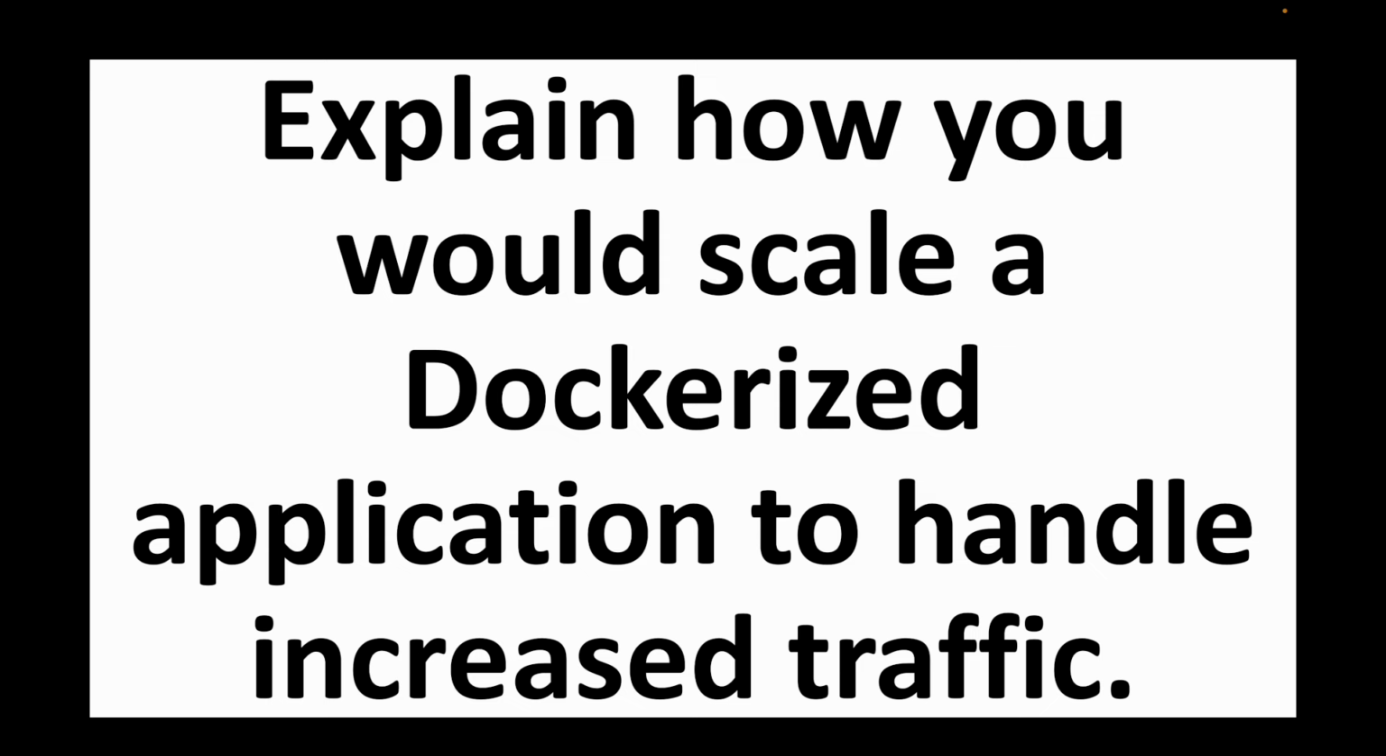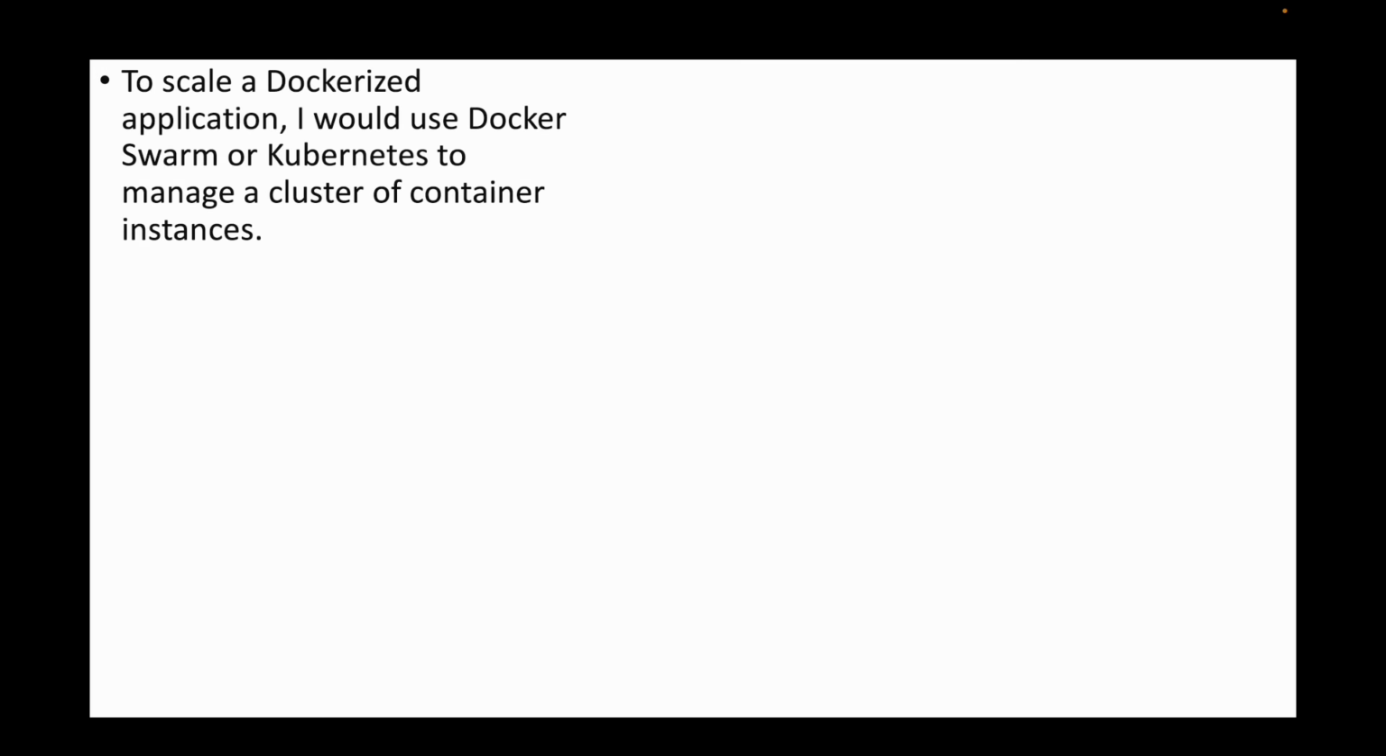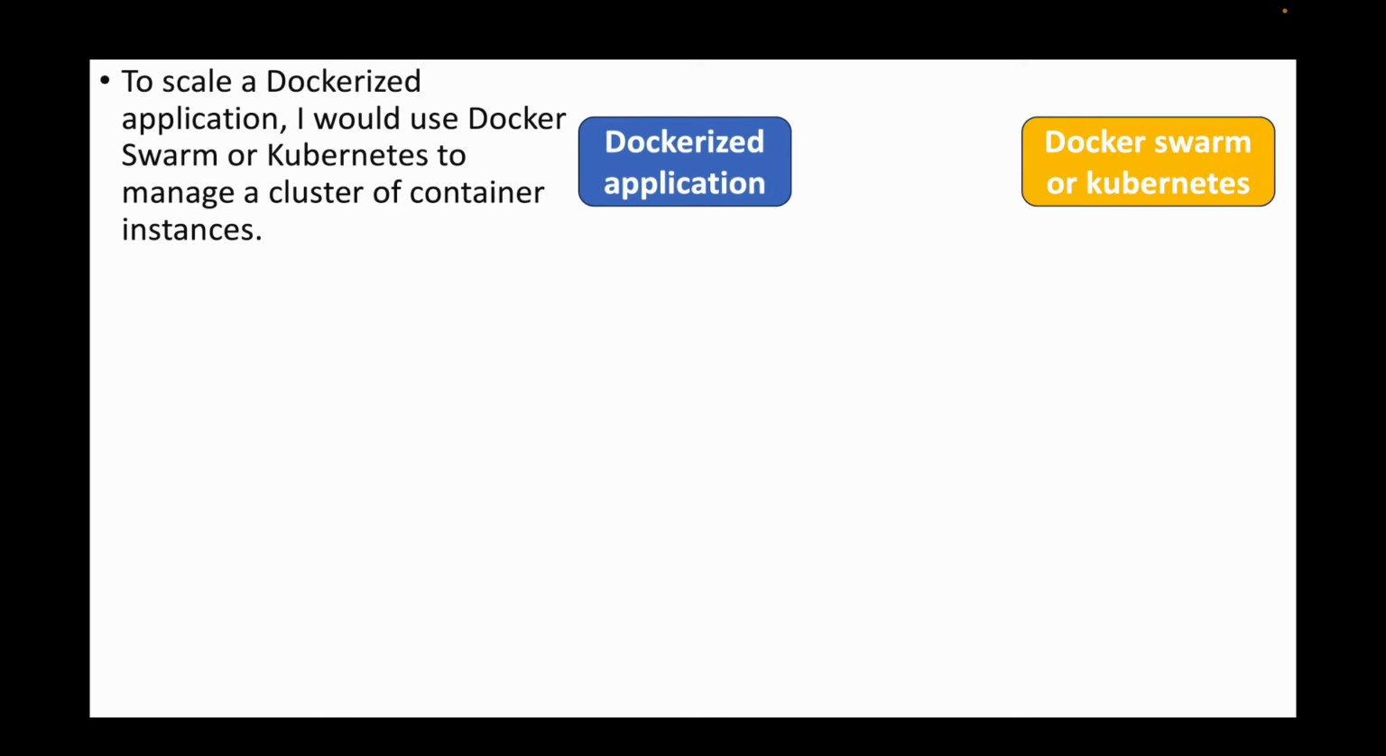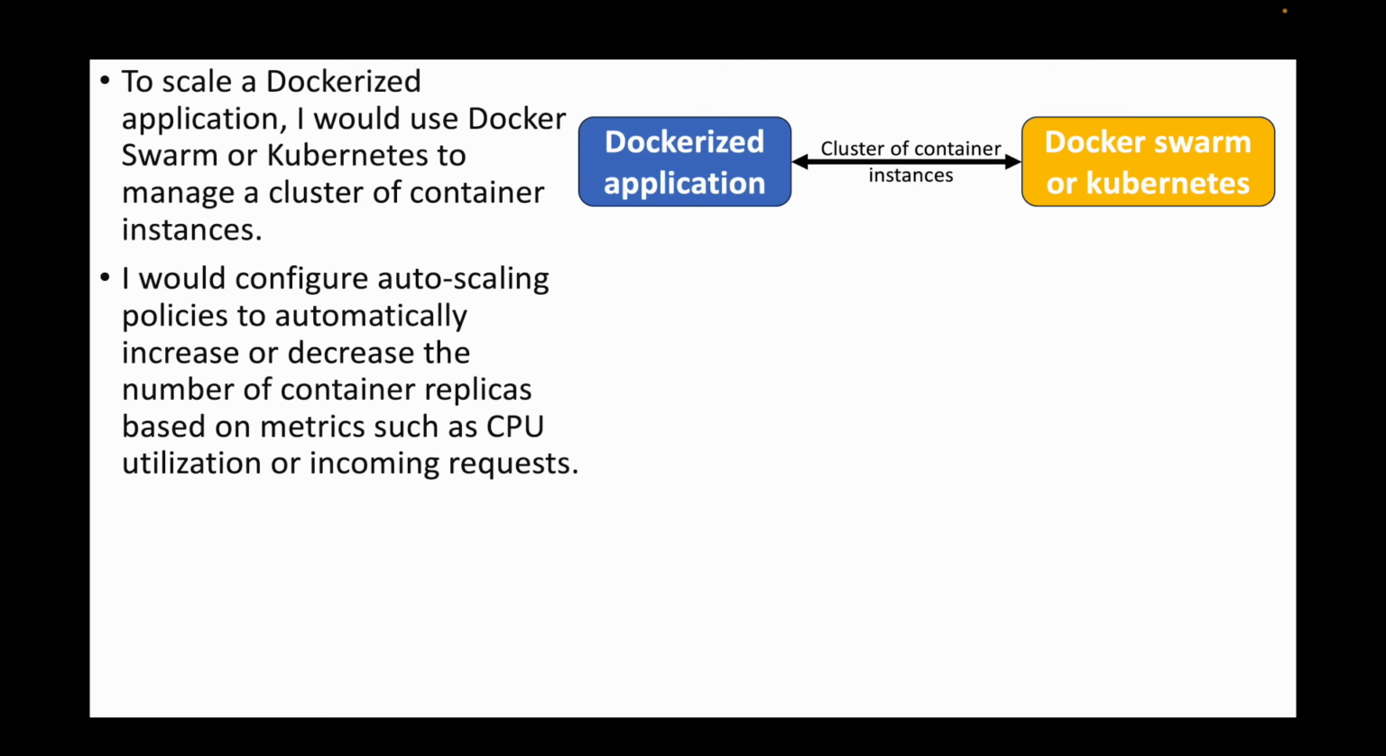The next question we have is, explain how would you scale a Dockerized application to handle increased traffic. Whenever you want to scale a Dockerized application, we can either make use of Docker Swarm or we can make use of Kubernetes, and this will help us to manage a cluster of container instances. So again, whenever we talk about running or managing multiple machines, we can either make use of Docker Swarm or Kubernetes, which will help us to manage a cluster of container instances.